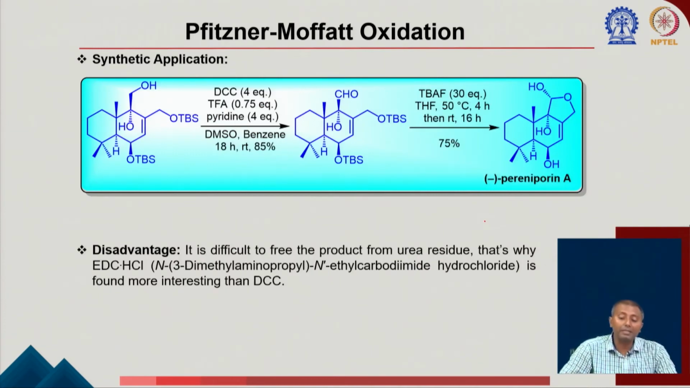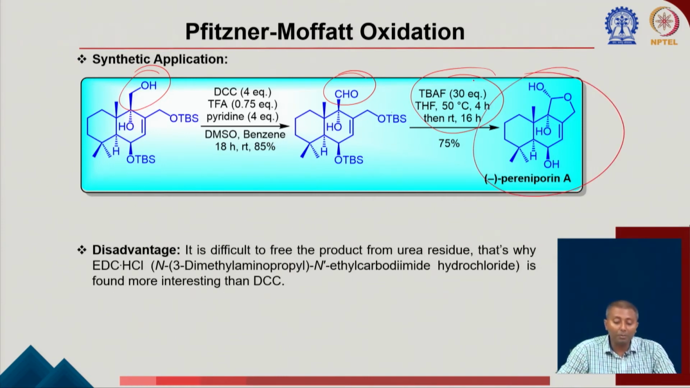Another synthetic application here: again you can see this is a primary alcohol, which can be comfortably converted to the corresponding aldehyde here, and then you can use them further. You can use TBAF. If you remember, we talked about F minus as a deprotection of the corresponding silicon, so that can generate this O minus, which can attack the aldehyde to get to this natural product.